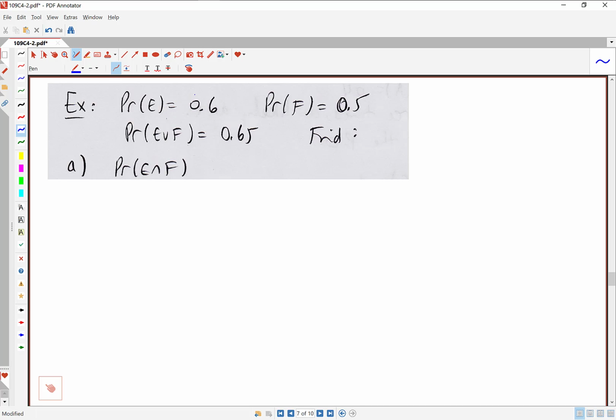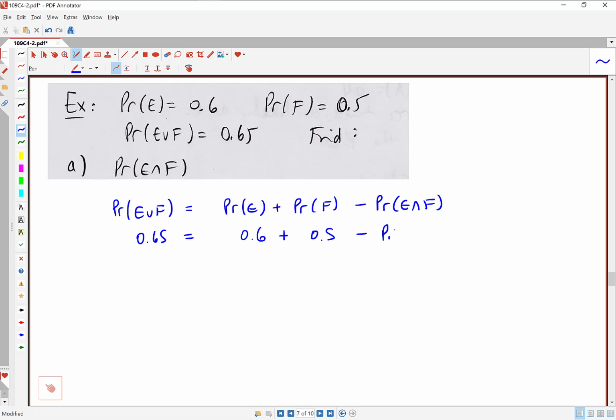So let's say we're given probabilities for E, F, and E union F. And based on that, we want to find the probability of E intersect F. So this is a perfect place to use the inclusion-exclusion principle. We're going to say probability of E union F is equal to probability of E plus probability of F minus probability of the intersection. And we'll just plug in everything that we know. So probability of E union F is 0.65, and on the right side, probability of E is 0.6. Going to add that to probability of F, which is 0.5, and we're going to subtract off this unknown probability that we're going to try to solve for.